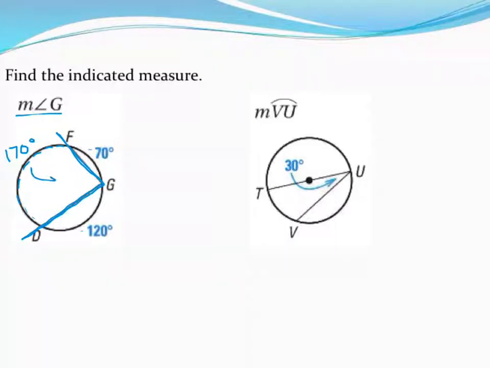To find the angle then, I divide by 2. Remember, the arc is always the bigger number. Half of 170 gets me an angle of 85 degrees. So G is an 85 degree angle.